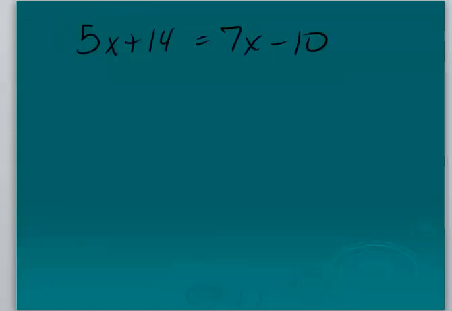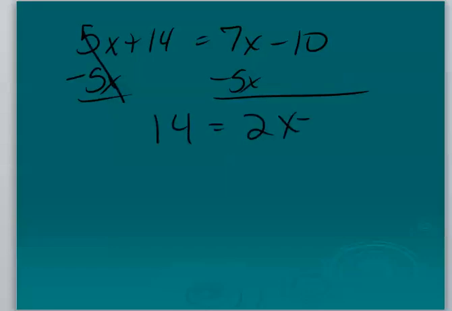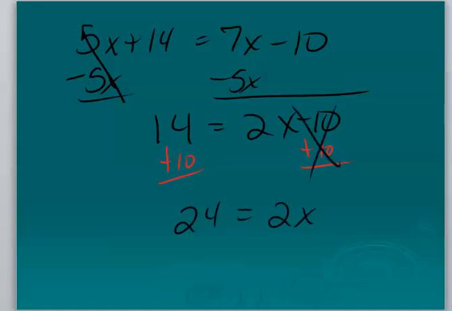Again, it's easier to get a positive answer if we move our smaller x, so I'm going to subtract the 5x from both sides, and those cancel. So we have 14 equals 2x minus 10. I'm going to move all the numbers to the left because all my x's are on the right. To get rid of minus 10, we add 10. And we have that 24 equals 2x. If we divide both sides by 2, x is 12.